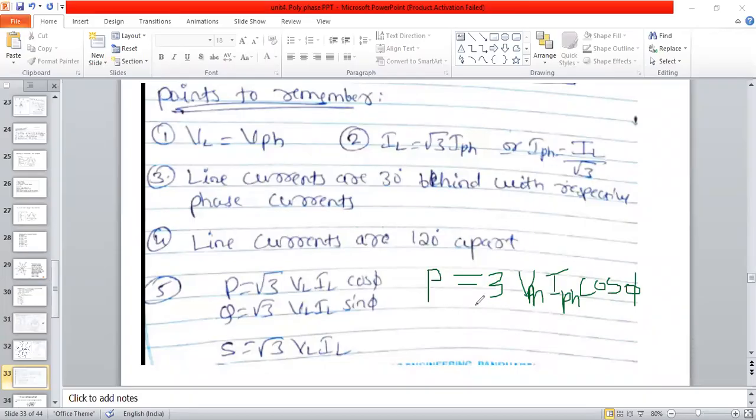Now don't write the delta connection yet. In the star connection, what is the voltage equation? V phase equal to VL by root 3. So we can write this V phase equal to VL by root 3.